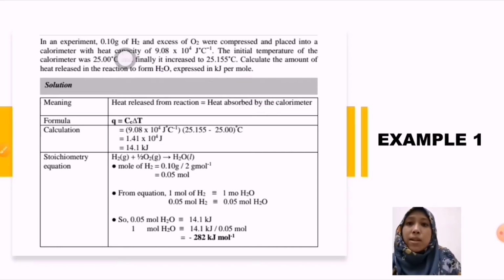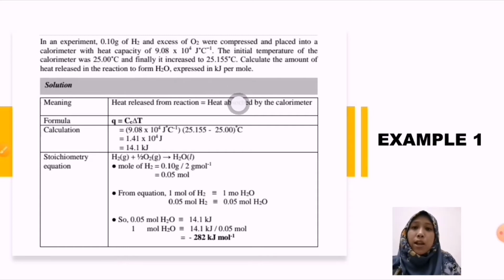So kat sini diberi heat capacity. Okay, heat capacity ni merujuk kepada calorimeter. Okay, it's 9.08 times 10 to the power 4 joule per degree Celsius. Then the initial temperature of the calorimeter was 25 degree Celsius and then increase kepada 25.155. Okay, kita ambil lah nilai ni nanti, tak payah round off ya. Then calculate the amount of heat released in the reaction.